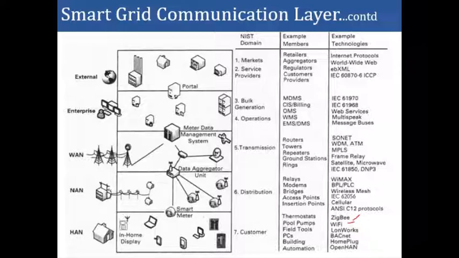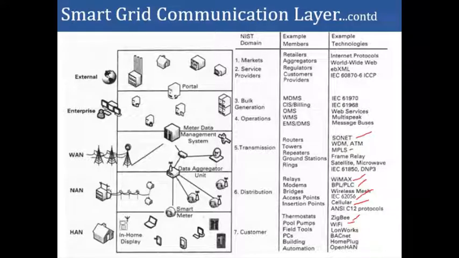Similarly, in the neighborhood area network, depending upon the type of data being transmitted, we utilize either power line carrier communication, WiMAX, IEC 62056, or maybe the cellular network. Similarly, in the wide area network, where the data is communicated over long distance, we use either synchronous network, wave division multiplexing, asynchronous transfer mode, MPLS, and so on.